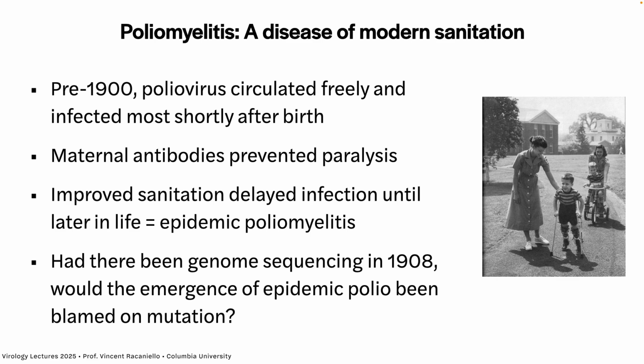Today, when you have a virus showing a new disease property, immediately scientists say, aha, it must be the genome, something mutated to cause this. Because that's the easy thing, the easy way out. You do the genome sequence. So in 1908, if we had genome sequencing, that's when poliovirus was first isolated, they would have compared the sequence pre and post-epidemic, found some mutations and said, aha, here are the mutations that cause epidemic polio. And they'd be wrong. It's not about that. It's about population immunity. But sequencing is very easy.